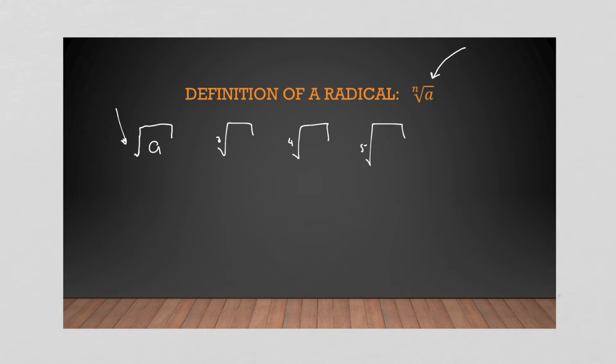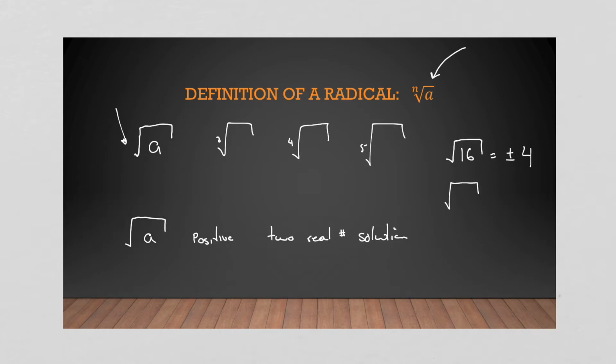If we have an even indexed root, so a square root or a fourth root or a sixth root, then when your A value is positive, we have two real number solutions. And this is the important distinction: if you have a number like 16 and you take the square root of it, you end up with plus or minus 4. So technically, taking the square root of 16 results in the positive or negative value of the square root of 16, which is positive or negative 4.